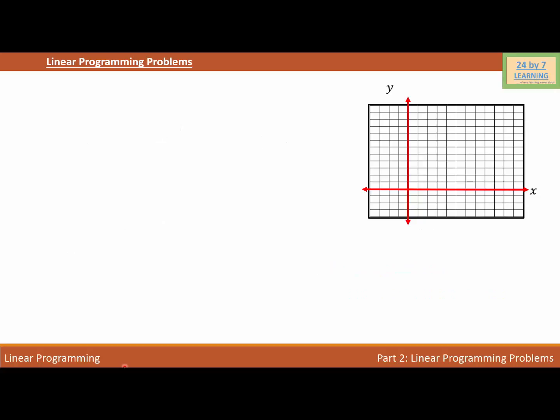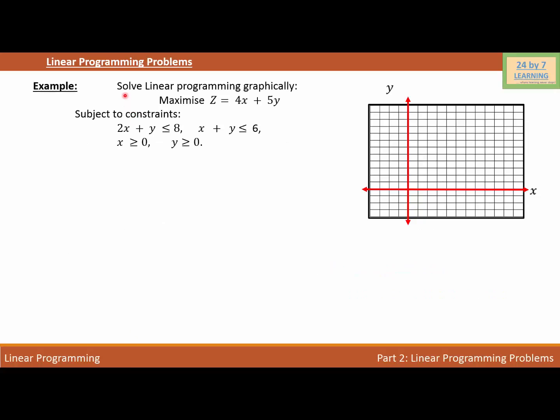Let's consider an example of a linear programming problem. Solve the linear programming problem graphically. Maximize z = 4x + 5y subject to the constraints 2x + y ≤ 8, x + y ≤ 6, x ≥ 0, and y ≥ 0.